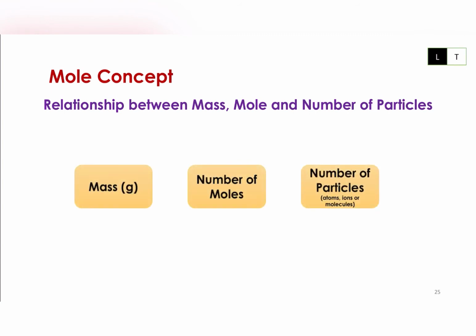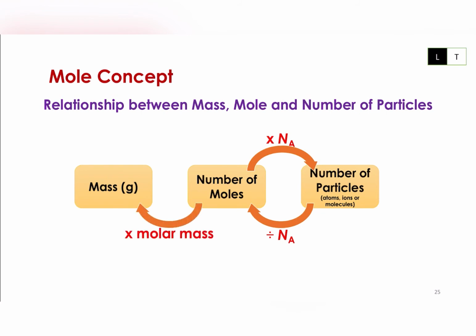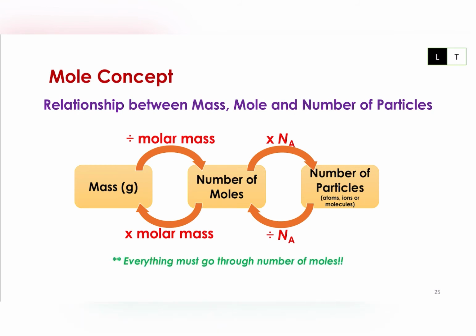When you have mass, number of moles, and number of particles, I put the number of moles in the middle of it, and you can interchange between Avogadro's constant and molar mass between the three of them. This is the formula that you have to understand in order to calculate the number of moles. And you have to take note, everything must go through number of moles. It is very important for you to memorize the formula for how to calculate the number of moles.